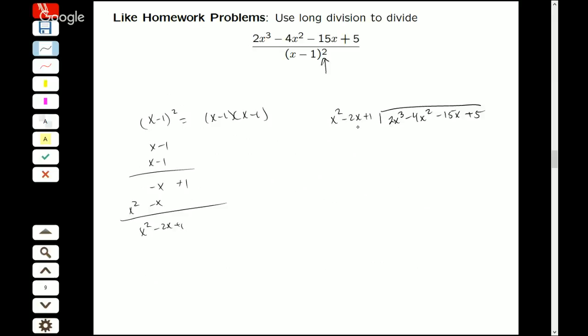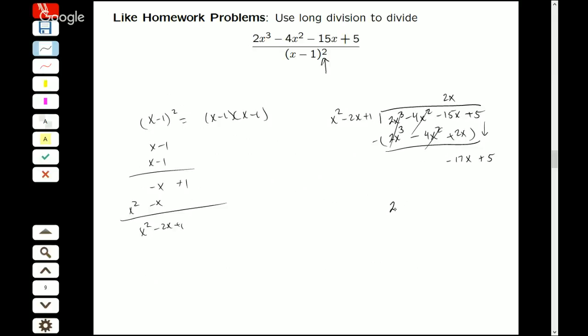Yeah, to get the 2x cubed, you actually have to multiply by a 2x. So I'm going to have a 2x cubed minus a 4x squared plus a 2x. Subtract it. The 2x cubed cancels. The 4x squared starts canceling because they have the same sign. So you have a minus 15x minus a 2x. What is that? Minus 17x, right? Minus 15 minus 2 is minus 17. Then plus 5.